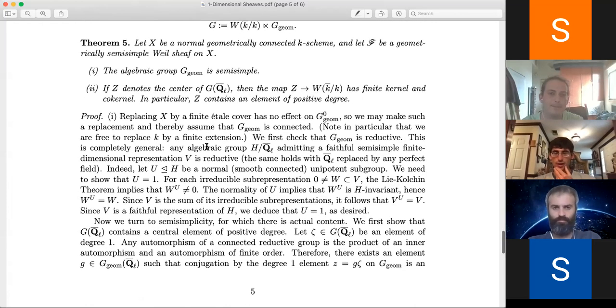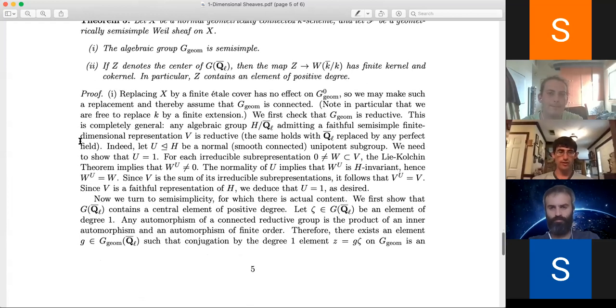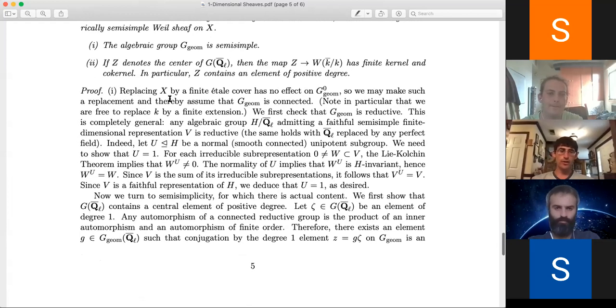Okay. So let me turn to the proof of semi-simplicity. First of all, make a little reduction. You can replace X by a finite étale cover. That just replaces the fundamental group by a finite index subgroup, and in particular has no effect on the identity component of this geometric monodromy group. And by making a suitable such cover, you can assume that the geometric monodromy is connected.